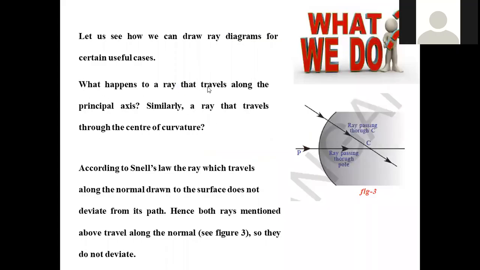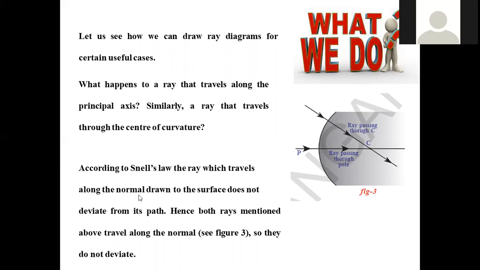So what happens when the ray travels along the principal axis? Similarly, a ray that travels through the center of curvature. Already we know that this axis which is present in the center and moving from C point to P point is said to be a principal axis. On this principal axis, exactly at the center, we get one point denoted with C, called the center of curvature. So we are incidenting one light source that is crossing the center of curvature. What happens to this light ray when it is passing through the center of curvature is purely explained based on Snell's law.